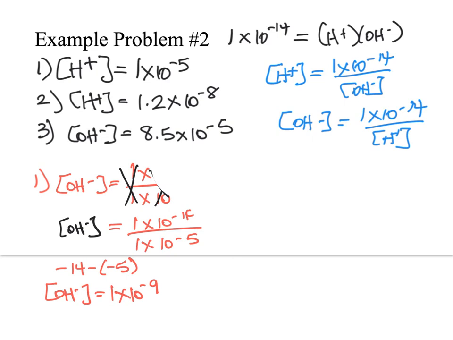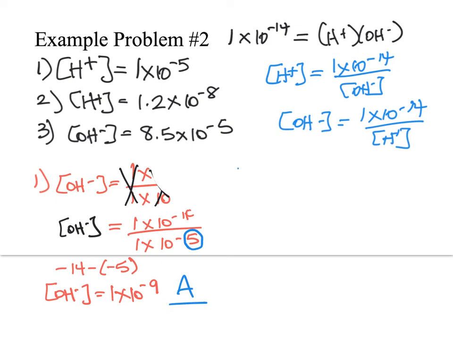And I can tell that this is an acidic solution, okay, because hydronium is 1 times 10 to the negative 5th. And remember I can look at the exponent on hydronium to tell me what the pH would be about. In this case, it is 5. That's less than 7. And so this is acidic.